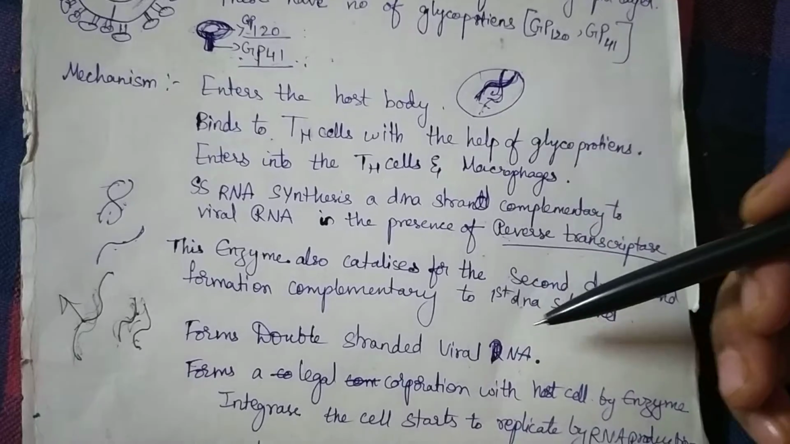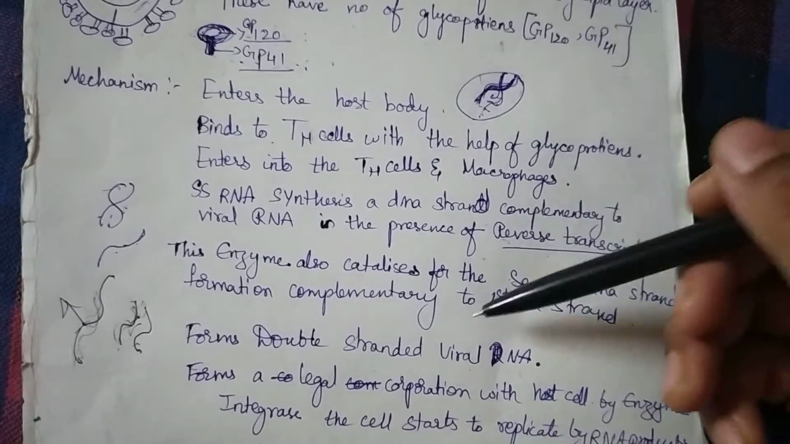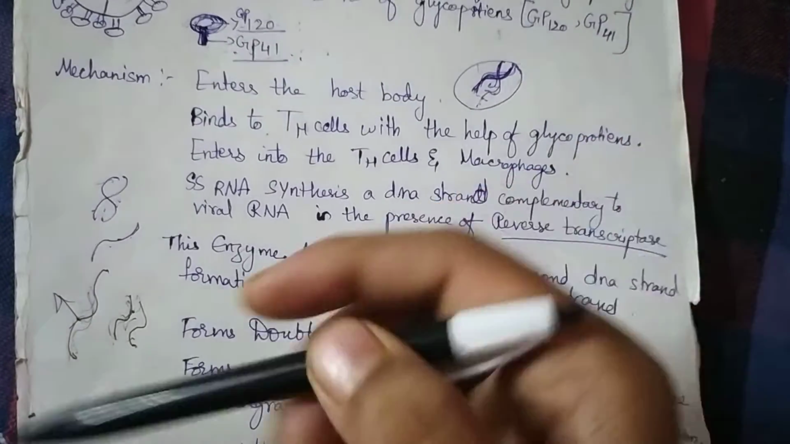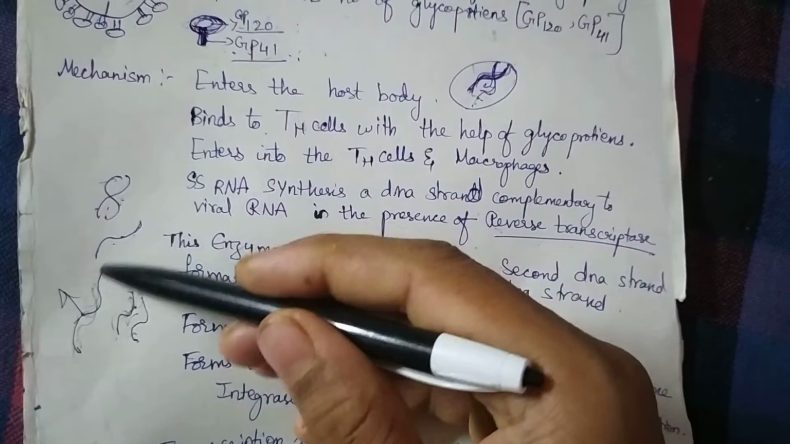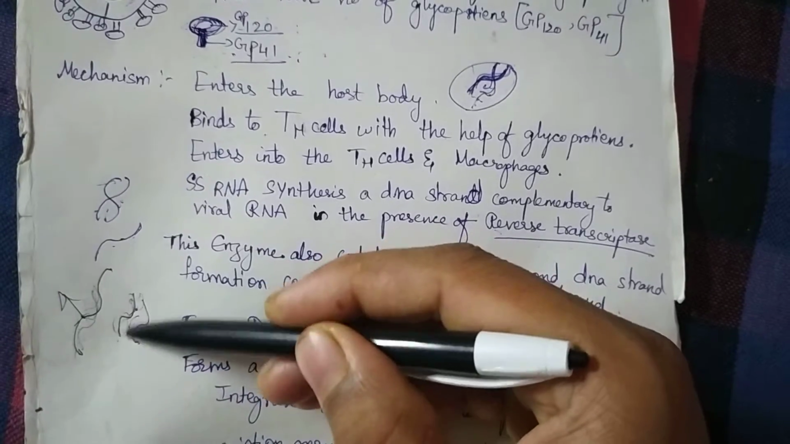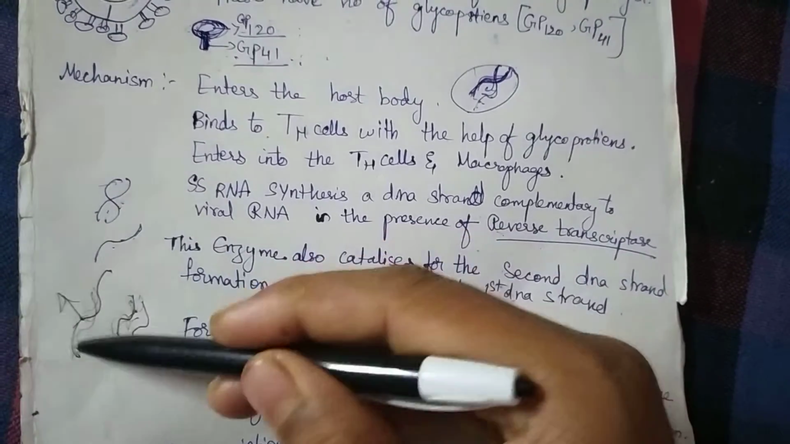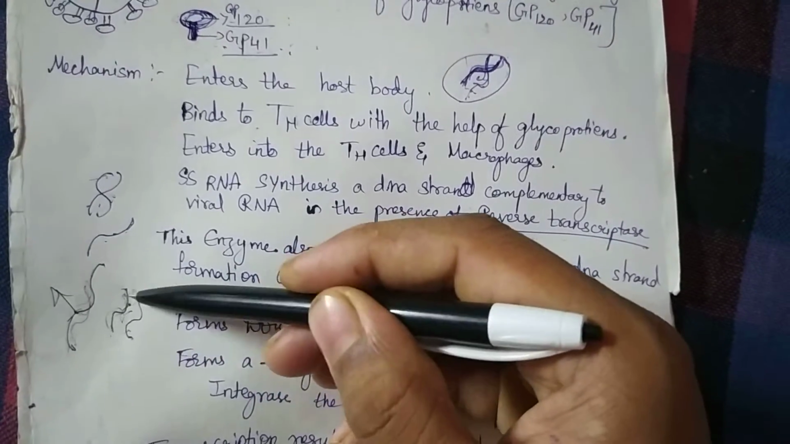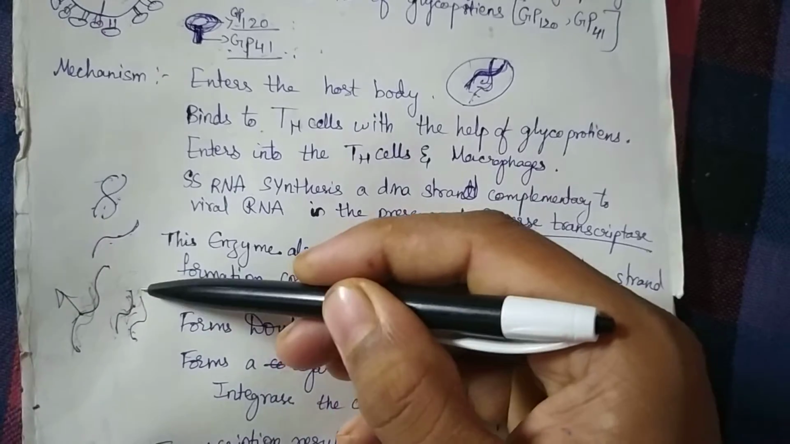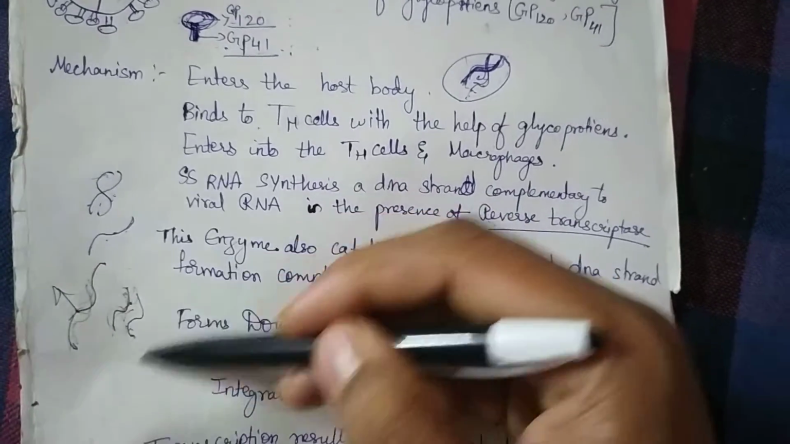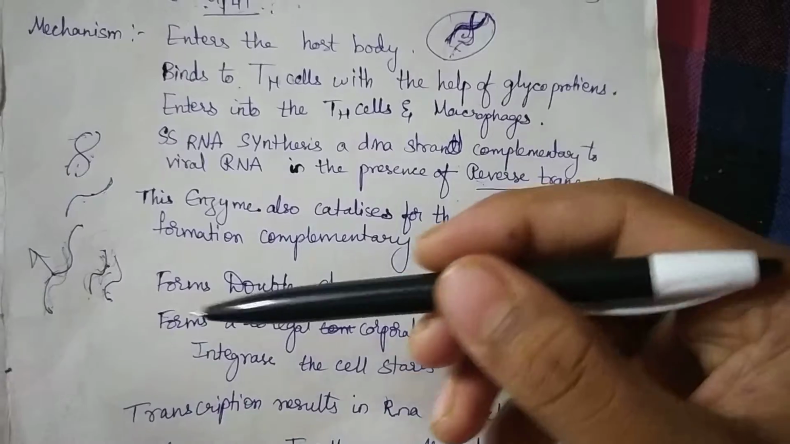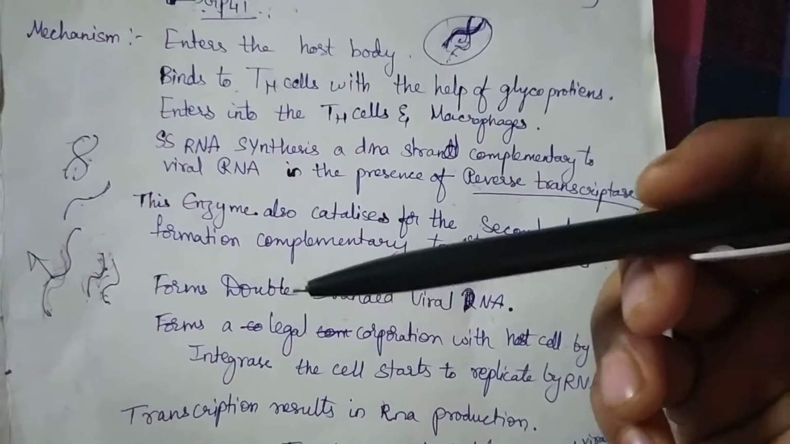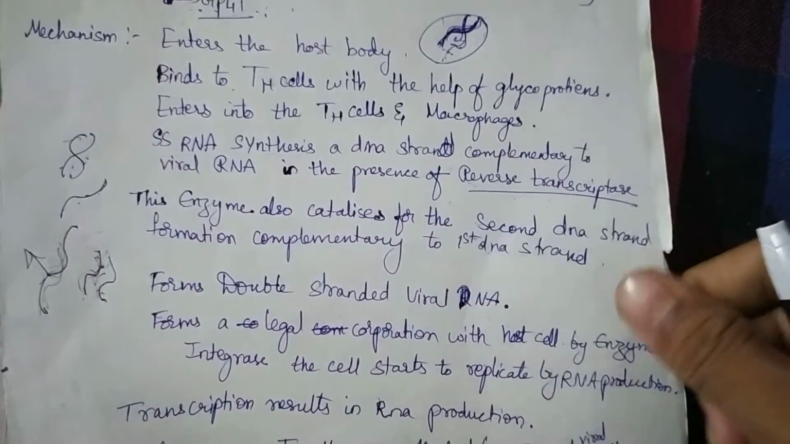The second DNA strand is also synthesized by the reverse transcriptase enzyme, complementary to the first one. Suppose this is the host DNA and this is the viral RNA; the viral RNA synthesizes DNA complementary to the viral RNA, so both become the same. After both viral DNA strands are formed, it is called double-stranded viral DNA.